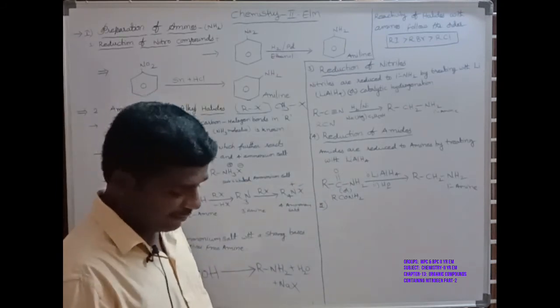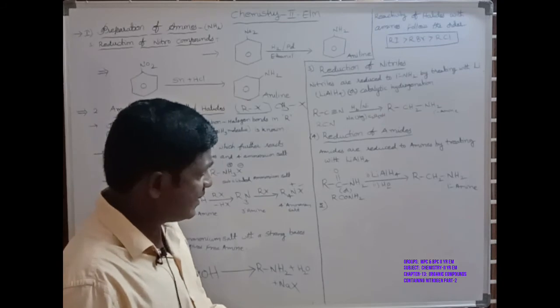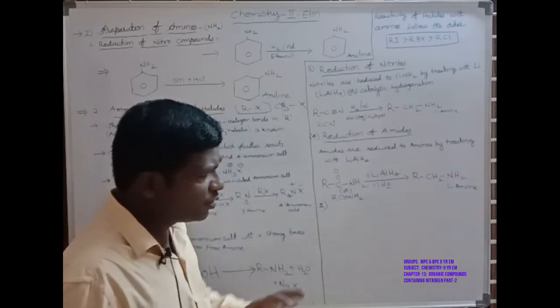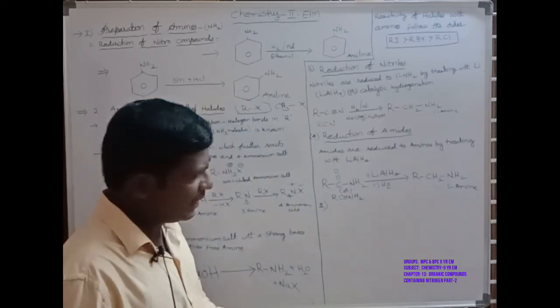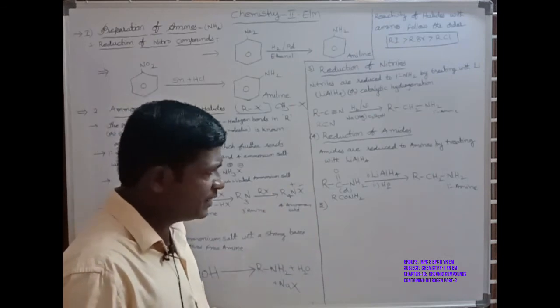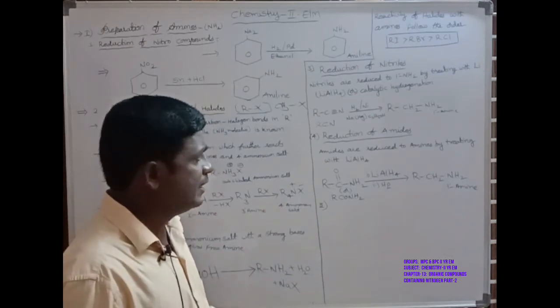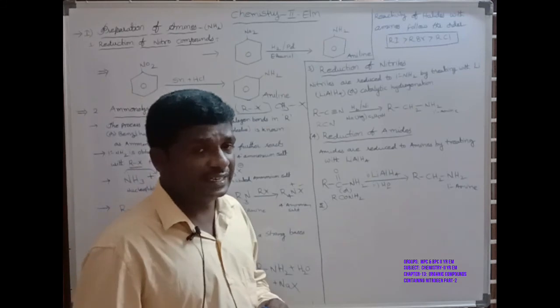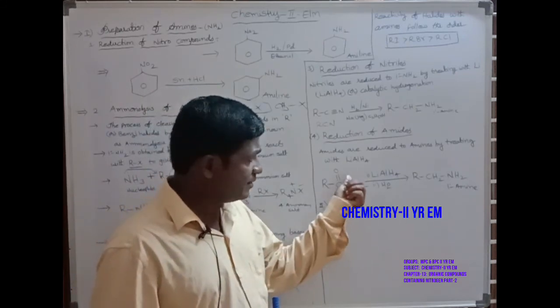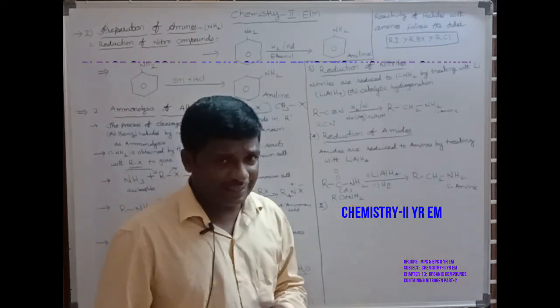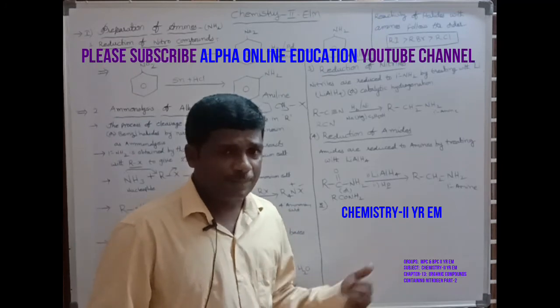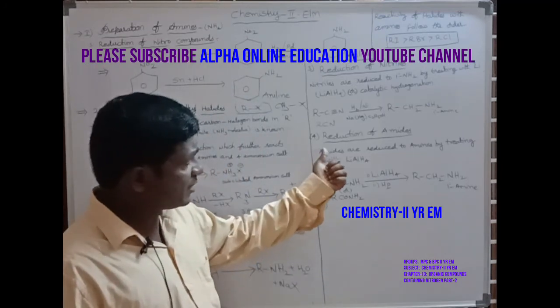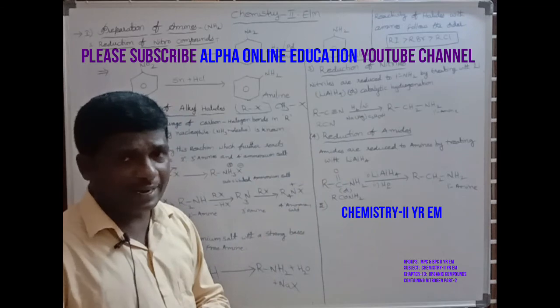In this reaction, amides are reduced to amines by treating with lithium aluminum hydride, forming the primary amine. This reaction is also called reduction of amides.